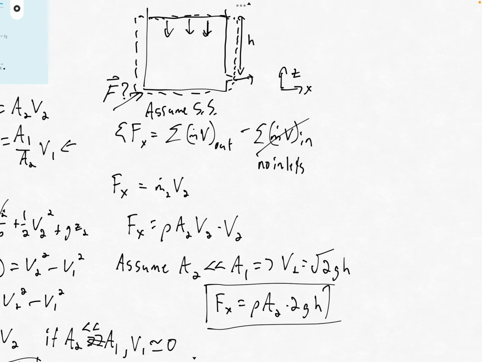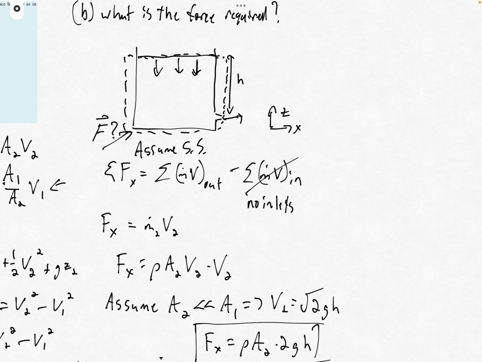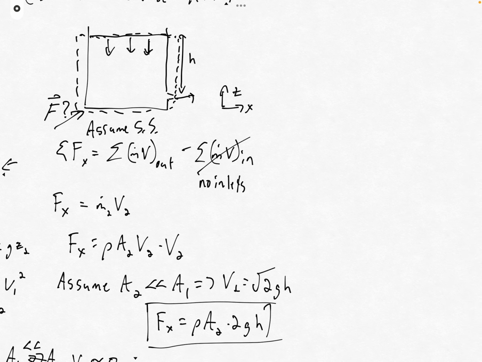And now we want to look at the z component. Note that in the z component, we do have some amount of momentum that we're going to have to keep track of, and that's coming into this control volume. That's actually not going to be the dominant term that we have to keep track of. But let's start out here. So we're going to say the sum of the forces in z is equal to the sum of m dot v out minus the sum of m dot v in.